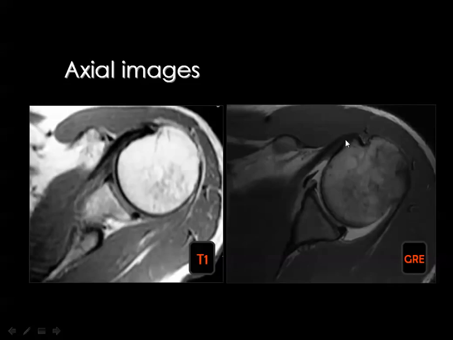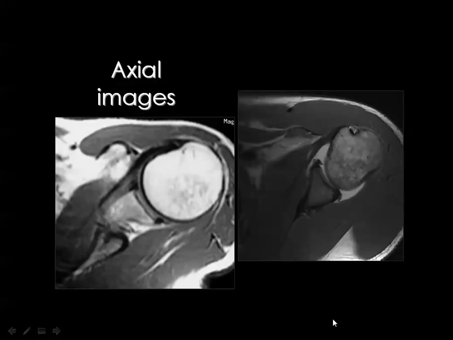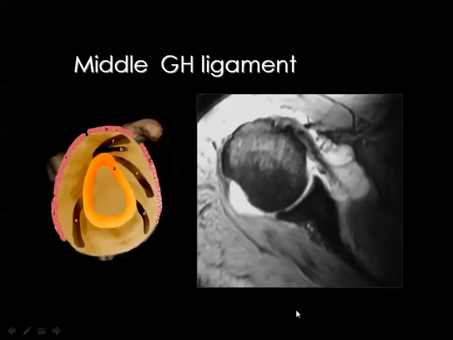Then this is the subscapularis tendon, and this is the infraspinatus tendon, and here the bicipital groove, anterior labrum and posterior labrum. Then once more, this is the subscapularis tendon, and this is the biceps tendon, anterior labrum, posterior labrum, infraspinatus, and the deltoid muscle, of course.